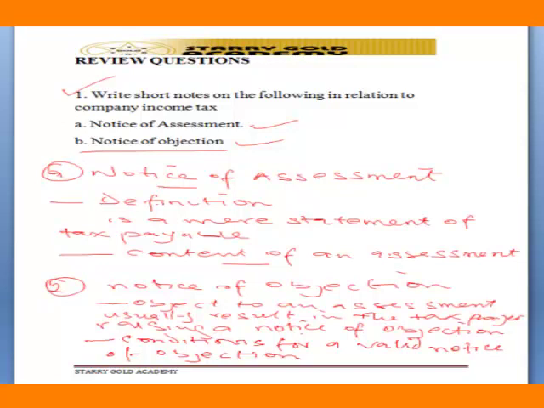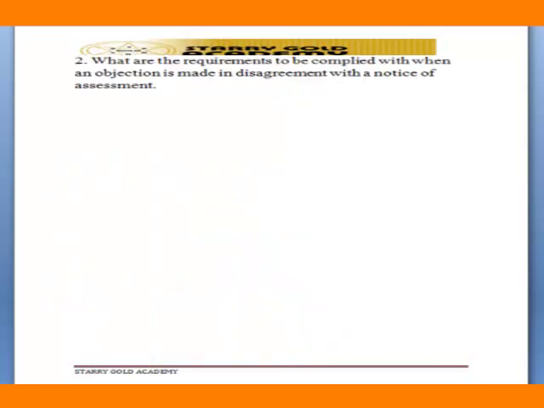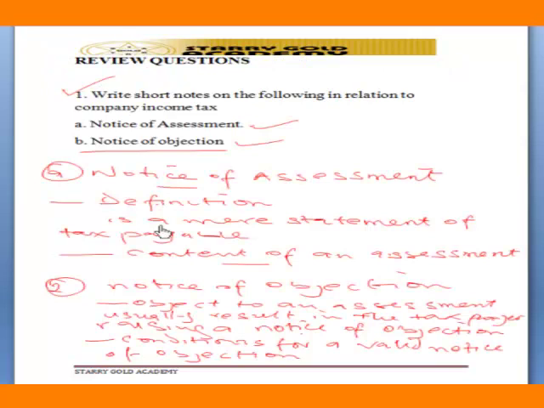Let's look at the next question. Number 2: what are the requirements to be complied with when an objection is made in disagreement with a notice of assessment? To answer this question, you will have to look at question 1. This question is similar to question 1. Remember in question 1, I asked you to put down the conditions for a valid notice of objection. You should list them down.